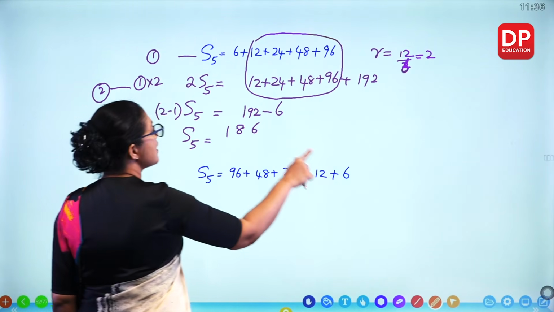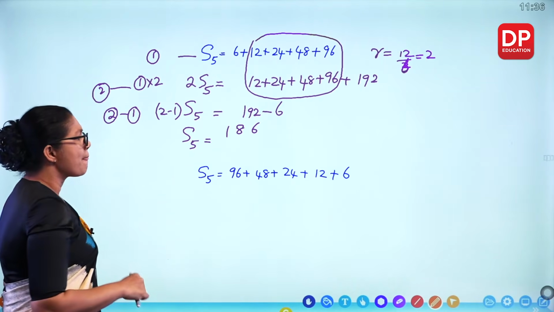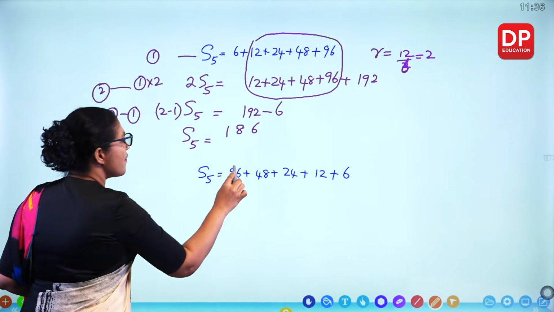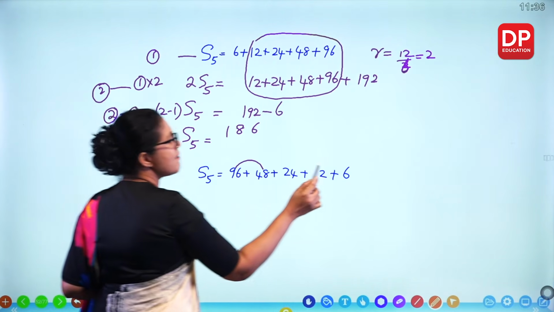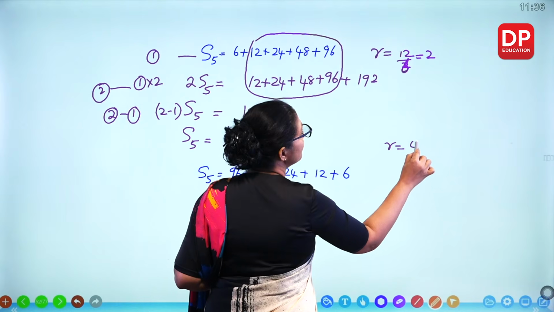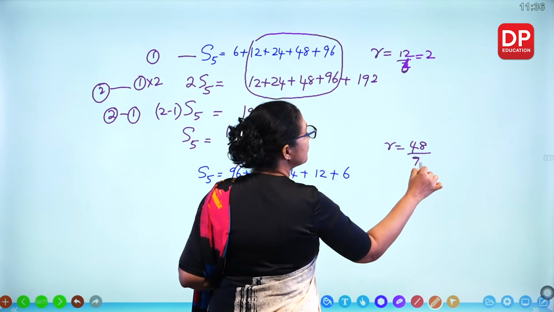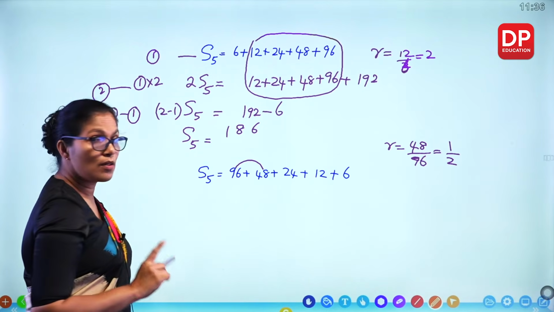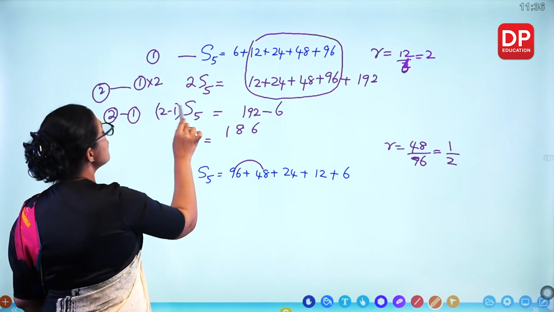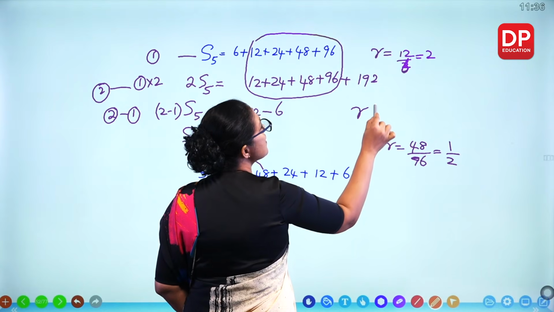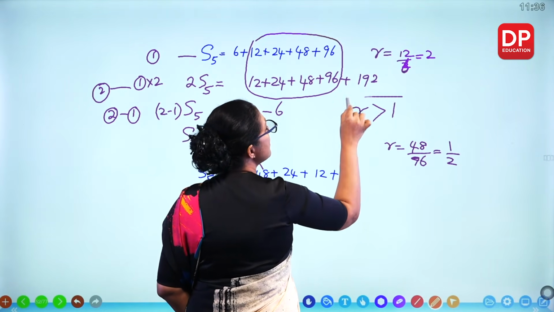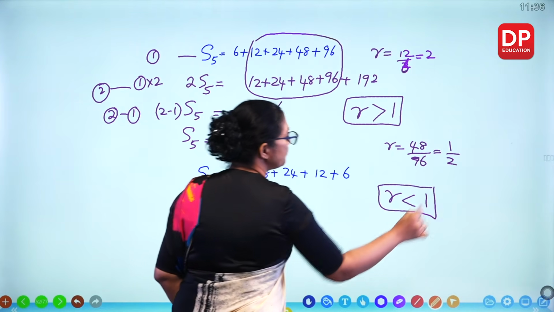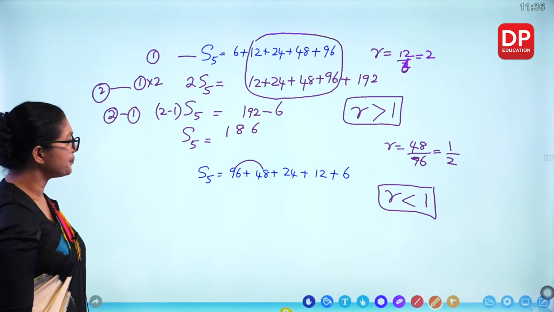Now we'll take the same sequence the other way around, last term first and first term last. What's the ratio now? The ratio is different. The ratio is 48 divided by 96 now. You get half, which is less than 1. Earlier R was 2, so R was greater than 1. Now R is less than 1 because you got a fraction.